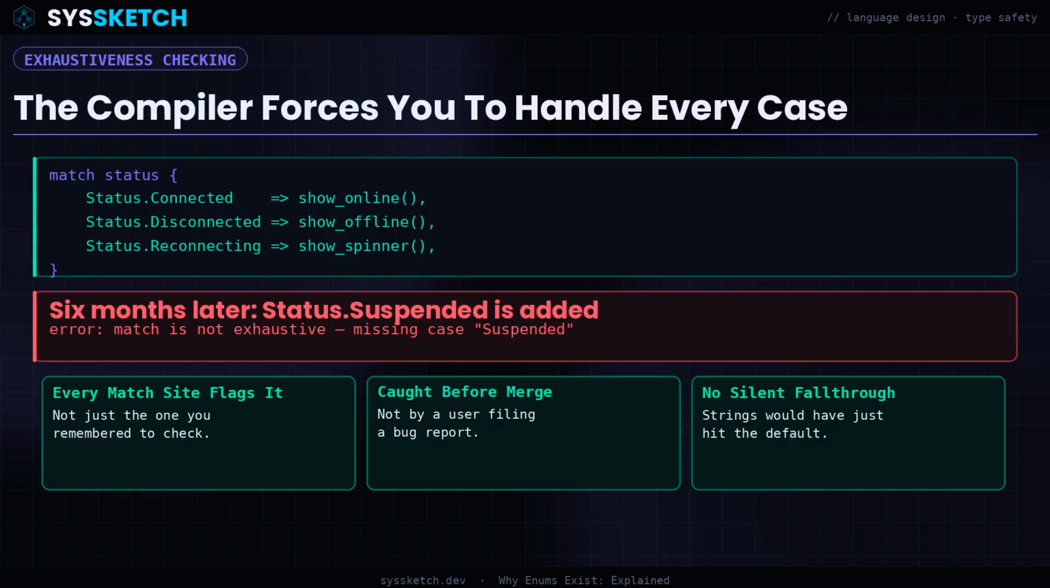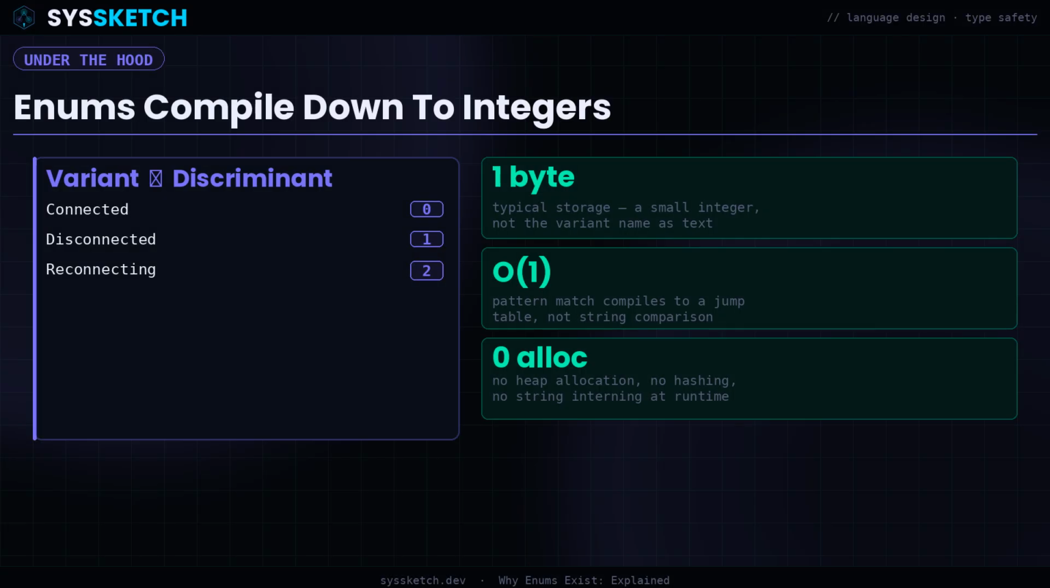Enums get even more useful once you start branching on them. A match or switch statement over a status can check that every single variant is handled: connected, disconnected, reconnecting, and the compiler verifies there's nothing left uncovered. Now imagine 6 months pass and a new variant, suspended, gets added to the enum. Every match statement across your entire codebase that switches on status immediately flags an error: not exhaustive, missing case, suspended. You don't find that gap from a user bug report weeks later. You find it the moment you try to build, at every call site that needs updating, before any of it ships.